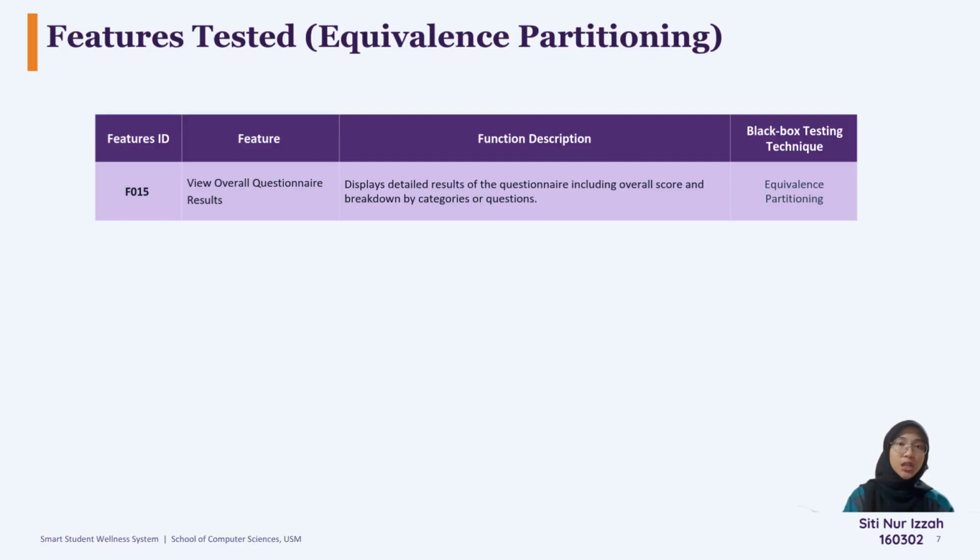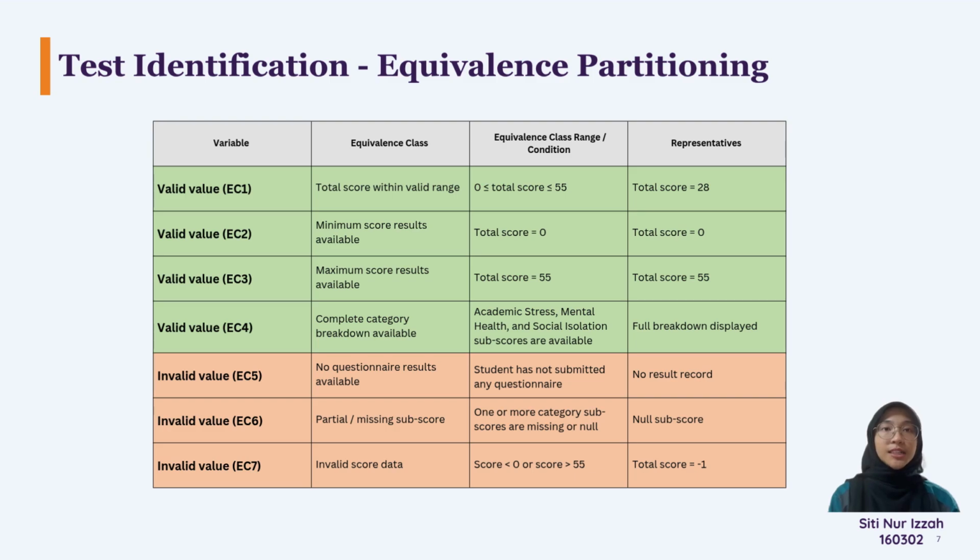For equivalence partitioning, we tested view questionnaire results, which displays the total score and category breakdowns. EP was used here because the system needs to handle different classes of score data, including valid scores, missing data, and out-of-range values. Here is how we define the 7 equivalence classes. For valid values, it includes the total score within the range, which is 0 to 55, where the representative value is 28. Other valid values are the minimum score, which is 0, and the maximum score, which is 55. And lastly, the complete category breakdown available means that all 3 subscores are present.